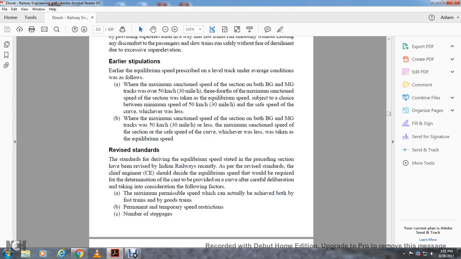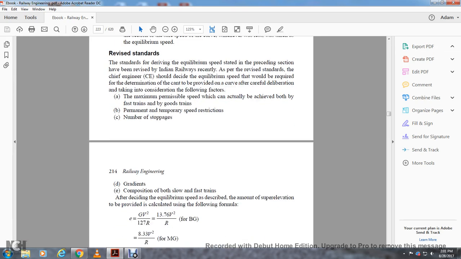Revised standard. The standard for deriving the equilibrium speed for the prescribed section has been revised by Indian Railways recently. As per the revised standard, the chief engineer should decide the equilibrium speed required for the definite determination of the curve, with careful deliberation taking into consideration the following factors: the maximum permissible speed that will actually be achieved by both fast trains and goods trains; permanent and temporary speed restrictions; the number of stoppages, gradients, and the composition of both slow and fast trains.